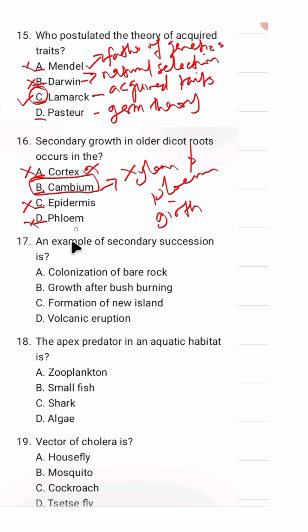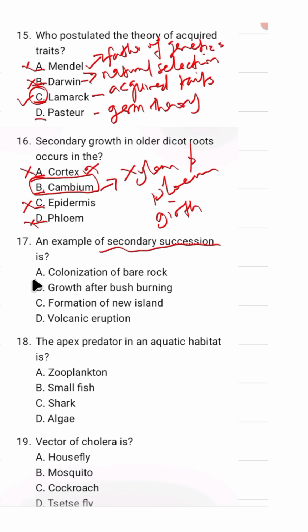Then let's look at the next one. An example of secondary succession is, now first of all, you need to understand the basics of this secondary succession. This is the keyword here. So secondary succession occurs in an area or a region where life has previously existed. As in that particular area, life was there before, but that life was disturbed, maybe through fire, deforestation, and so on like that. But the soil is still intact. You understand? The soil is still intact.